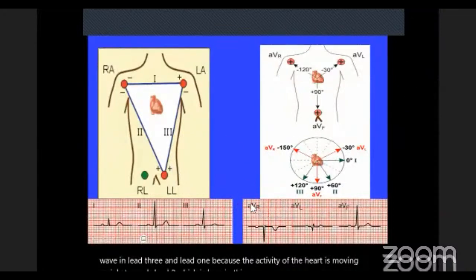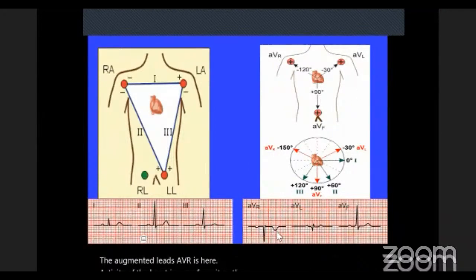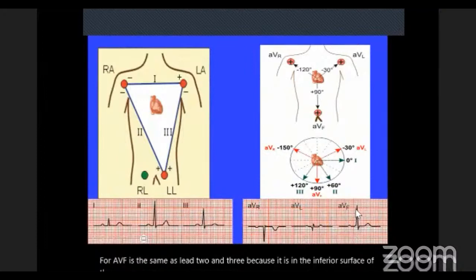The augmented leads: AVR is here. Activity of the heart is away from it, so the P wave would be negative, and the QRS complex is negative. AVL is similar to some extent to lead 1, so we usually have a positive P wave and maybe bidirectional QRS complexes. AVF is the same as lead 2 and 3 because it is in the inferior surface of the heart, so we have a positive P wave and positive QRS complexes.